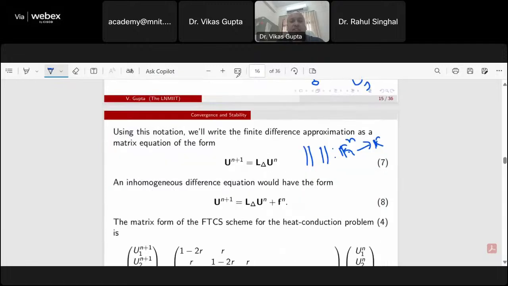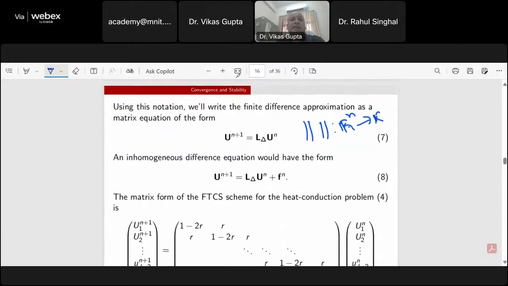Using these notations, we can write the finite difference approximation as a matrix equation of the form Un plus 1 equal to L delta Un. And if boundary conditions are non-homogeneous, then we get an inhomogeneous difference equation of the form Un plus 1 equal to L delta Un plus Fn. Fn corresponds to the non-homogeneous boundary conditions, so you can get that vector Fn corresponding to that.